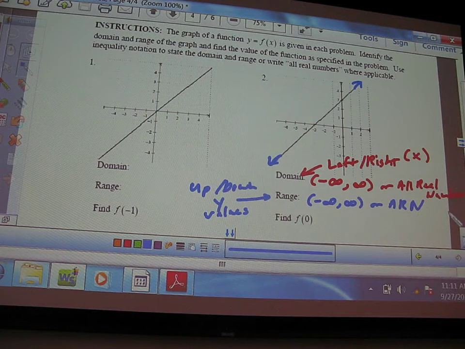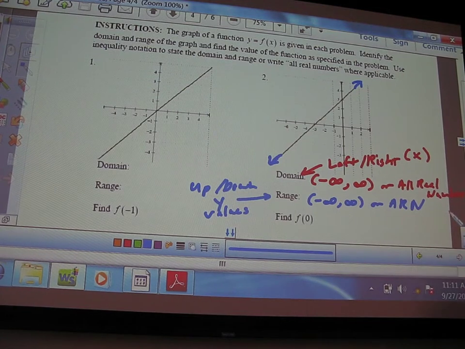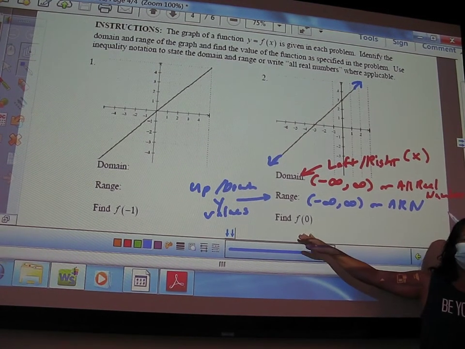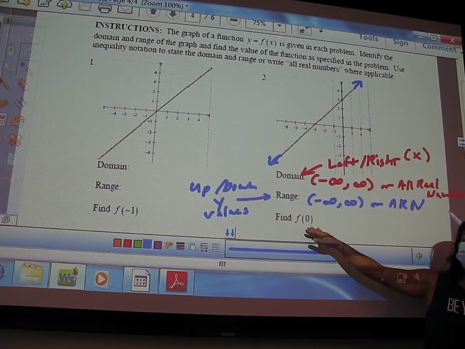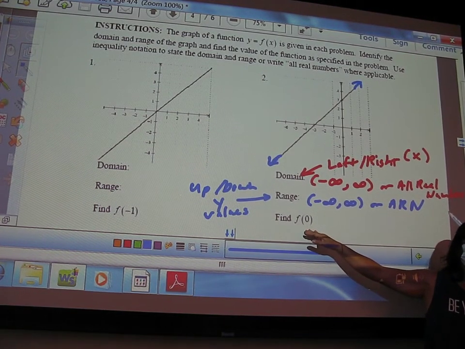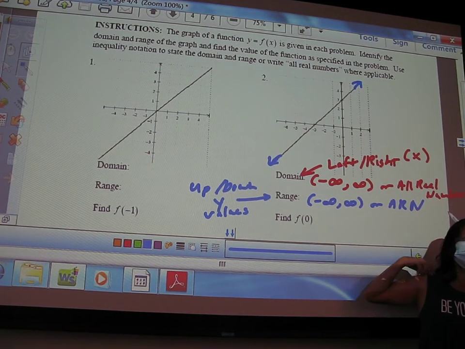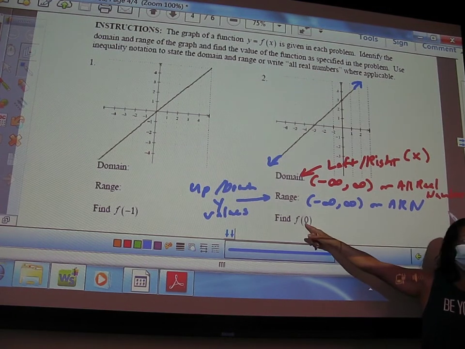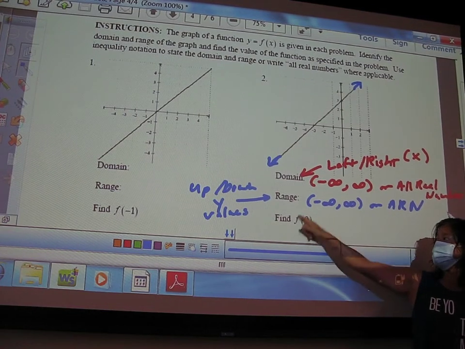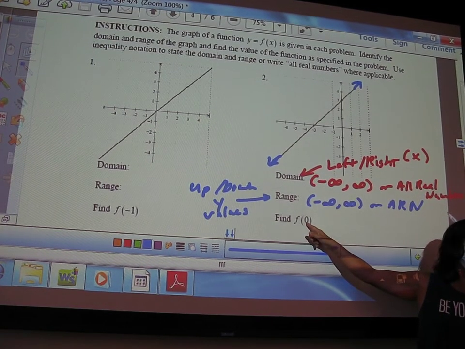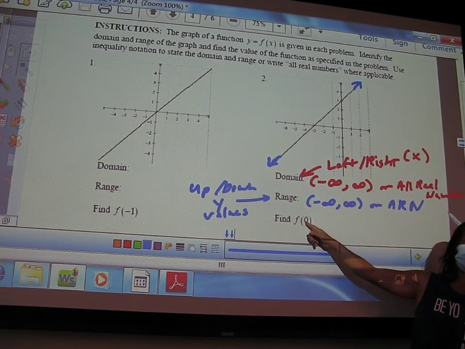Okay, so the next question is, find f of 0. Is f of 0 my x or my y? I'm going to take 30 seconds to check with your neighbors. Is f of 0 my x or my y? Y. Fine. F of 0 is my y when x is what? 0. X is 0. So remember that part? This is my y. This is the same thing as y. This is my x. So find the y when x is 0. That's what this is saying.